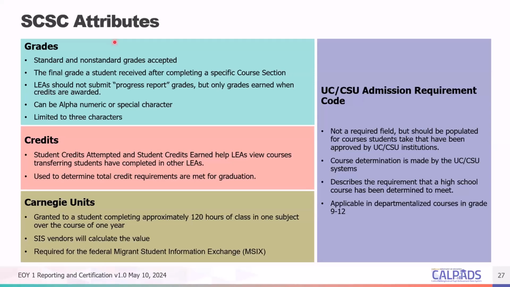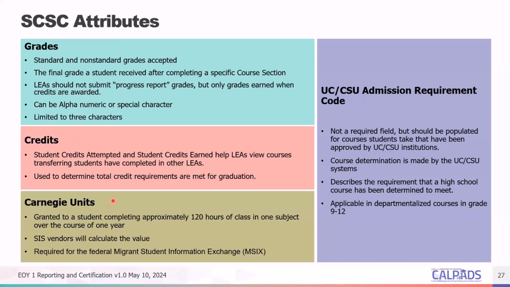With regards to grades, grades should be populated with the final grade that a student received after completing a specific course section, and grades are only required for departmentalized courses in grades 7 through 12. LEAs should not submit progress report grades, but only grades earned when credits are awarded. With regards to credits, these are required for grades 9 through 12. LEAs may submit student course completion data either after the completion of an official grading period in which credits are awarded, or at the end of the year when students have completed all courses for the school year.